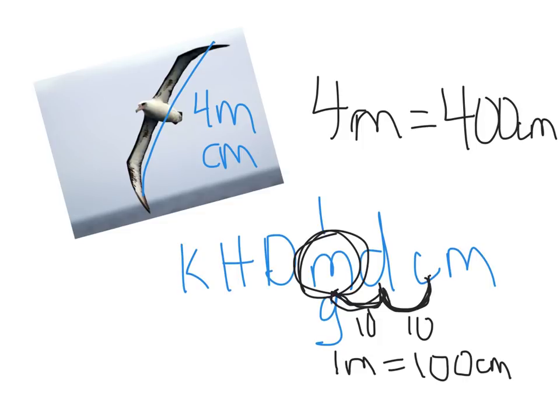Each jump back and forth in between these letters is 10. The metric system runs on sets of 10. So if I have 10 centimeters to make a decimeter and 10 decimeters to make a meter, I have 100 centimeters to make 1 meter. Let's try another one.